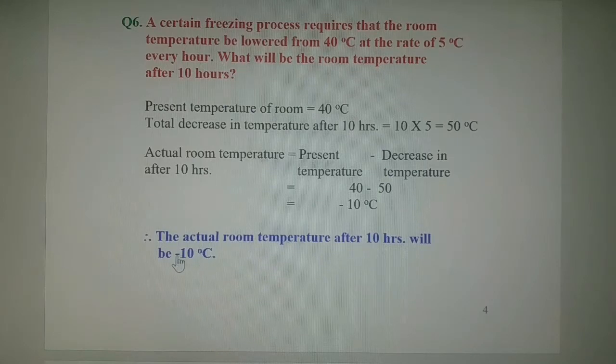Minus 10 degrees Celsius, minus means the room temperature is below 0 degrees. And anything below 0 degrees Celsius is extremely cold. So the room becomes extremely cold.